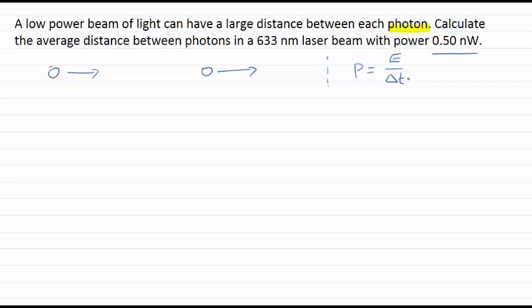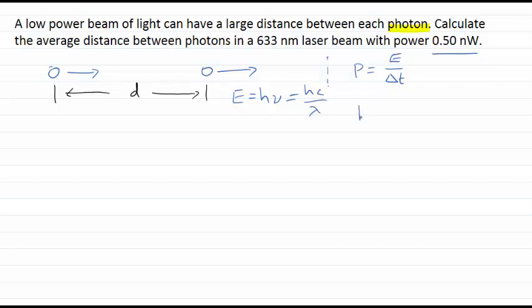And what we'd like to know is, for this particular power, what is the distance, let's call it d here, between any two photons coming along in our beam. And we know that each of those photons carries energy, and each of those photons will carry an energy equal to Planck's constant times its frequency. But in our problem here, we're actually given a wavelength, so let's write that in terms of Planck's constant times the speed of light divided by wavelength.